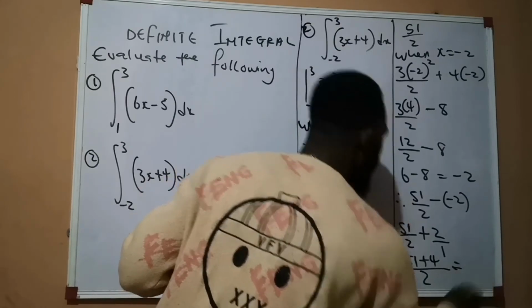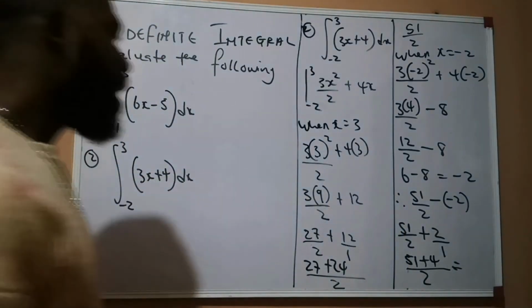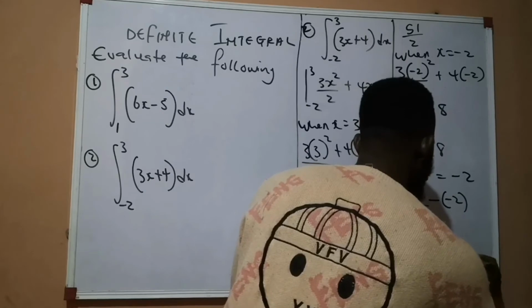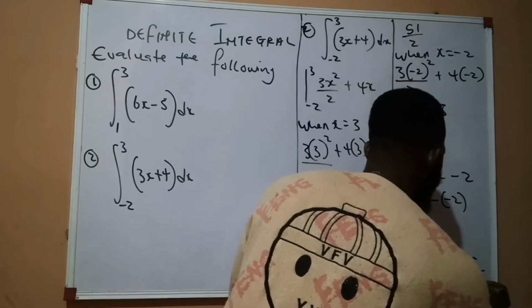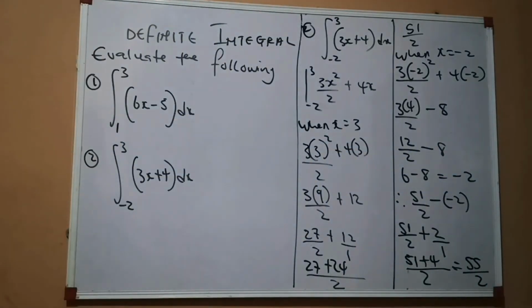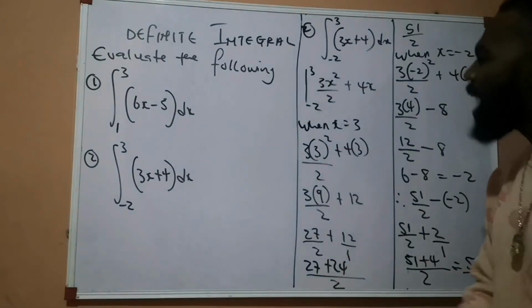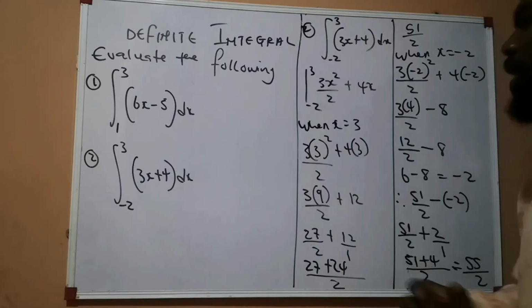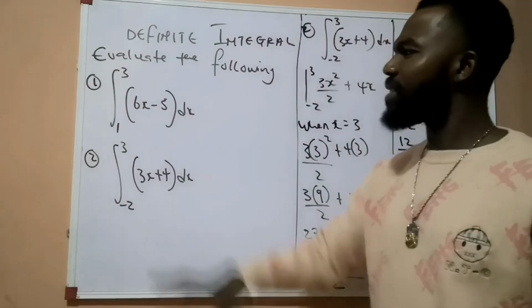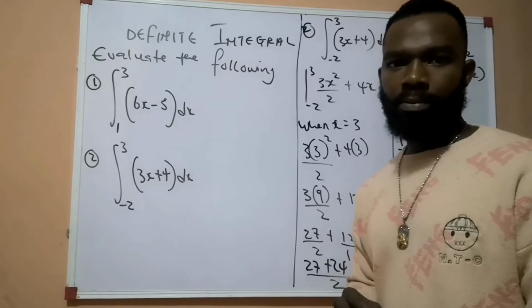So, if we add 51 plus 4, our answer becomes 55 over 2. So this becomes the answer to question number 2. So class, I believe you can see how simple it can be when you solve integrals involving limits.